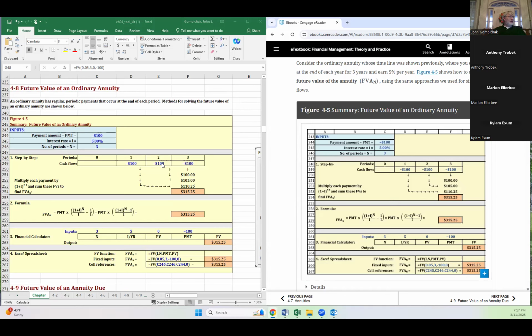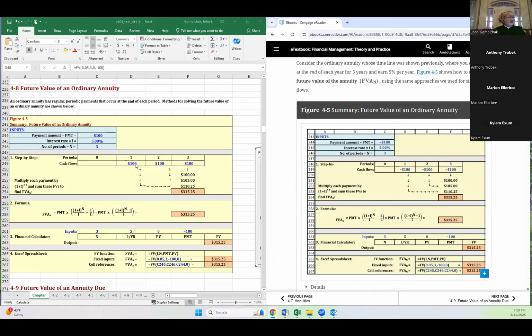Let's go back one payment and look at payment number 2, which is made at the end of period 2. Well, we have to change its value because that $100 was made at the end of period 2, but we're valuing it at the end of period 3. So it would end up with a value of $105 because it would have that 5% for 1 year.